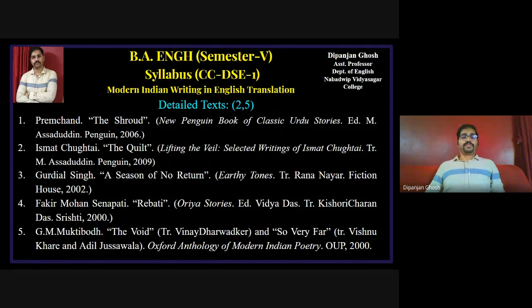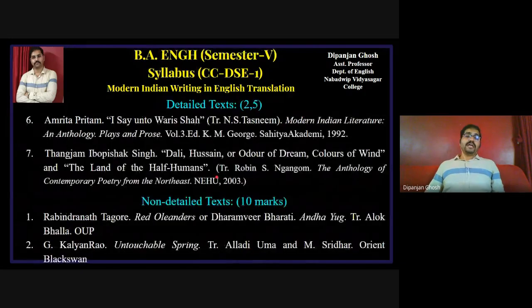The next text was Gajanan Madhav Muktibodh's The Void, translated by Vinay Dharwadker, and it was the first text. The second one, So Very Far, was translated by Vishnu Khare and Adil Jussawalla. These were published under the Oxford Anthology of Modern Indian Poetry, from OUP, that is Oxford University Press, in the year 2000. There are two more texts. The first one is Amrita Pritam's poem, I Say Unto Waris Shah, translated by N.S. Tasneem. It was published under Modern Indian Literature, an Anthology of Plays and Prose, volume 3, edited by K.M. George, from Sahitya Akademi in 1992.